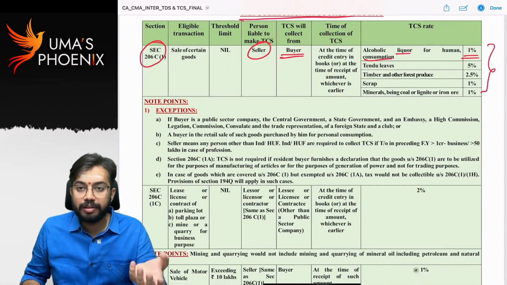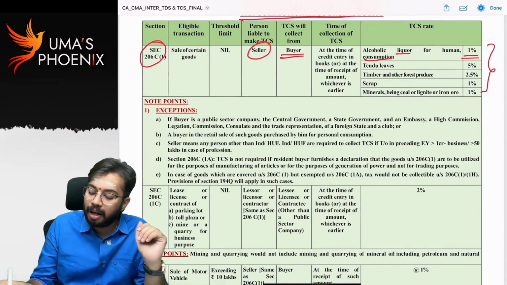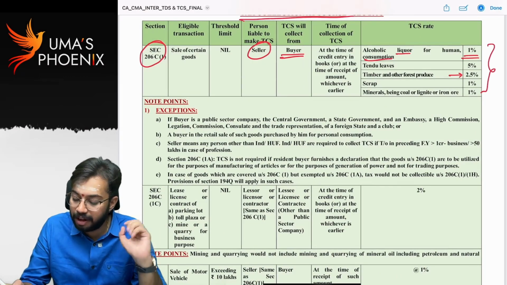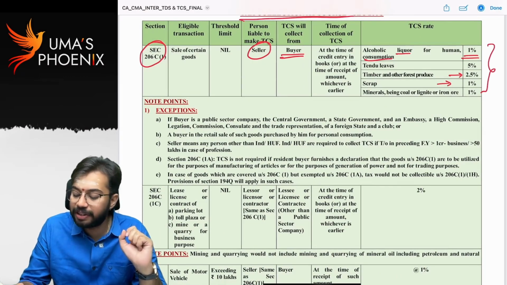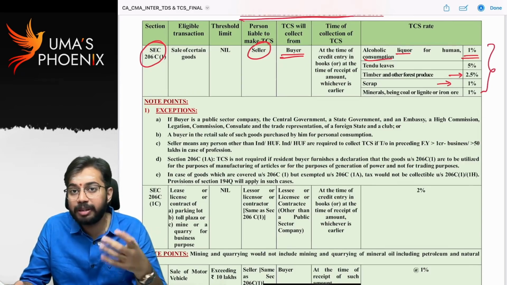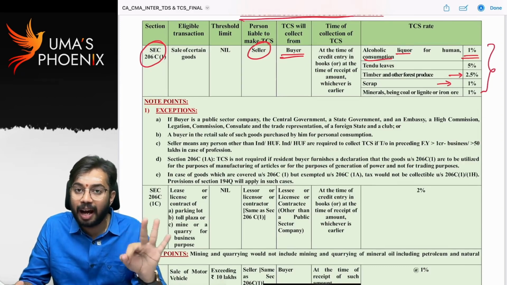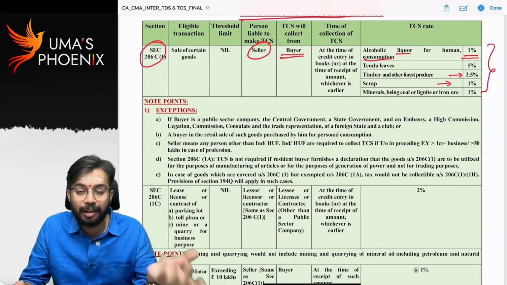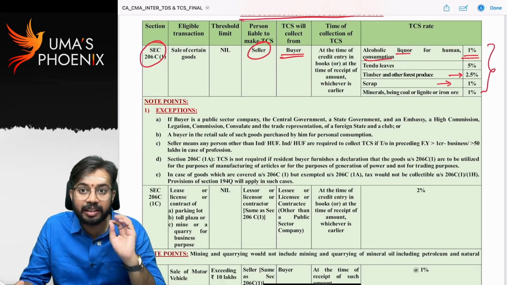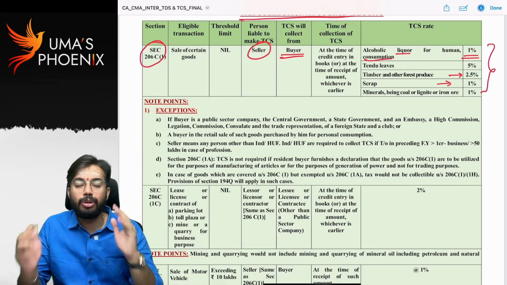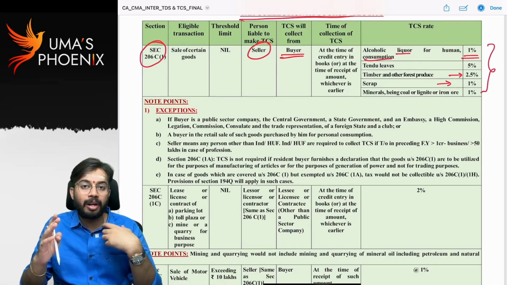Tendu leaves 5%. Timber and other forest produce, when sold along with the taxable value, additionally 2.5% TCS is required to be collected. On sale of scrap 1%. On sale of minerals, which minerals? Coal, lignite, iron ore. If these minerals are sold, along with the taxable value of minerals, additionally TCS is required to be collected at the rate of 1%. Is it clear?